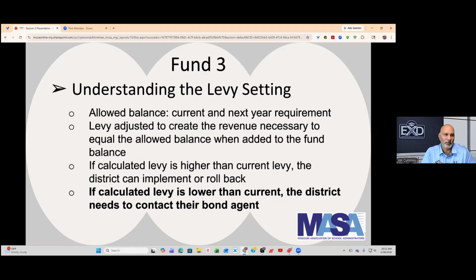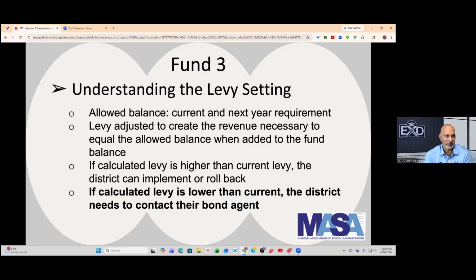So it's important to understand the levy setting process and what it means. When we do a tax rate setting workshop, Jason and I do, I would encourage you to come to that if you're new and want to learn about it in more detail. But in essence, Fund 3 is its own entity. In fact, that's why we've been encouraging people to talk to your legislators about not applying Hancock to Fund 3.